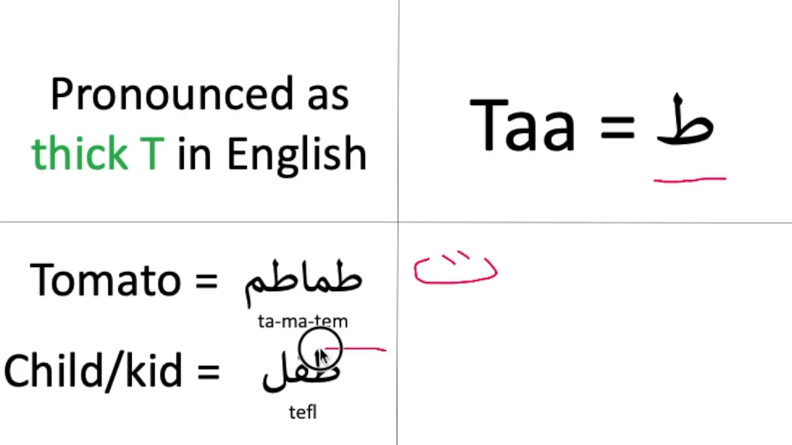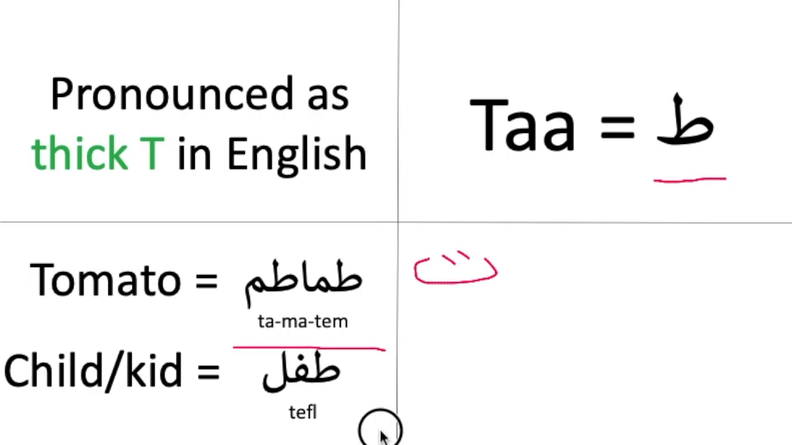First one is tomatum. Tomatum, it's very close to English, tomato. Ta, mim, alif, ta, mim. Did you notice I didn't say tomatum? I said ta, ta, tomatum.